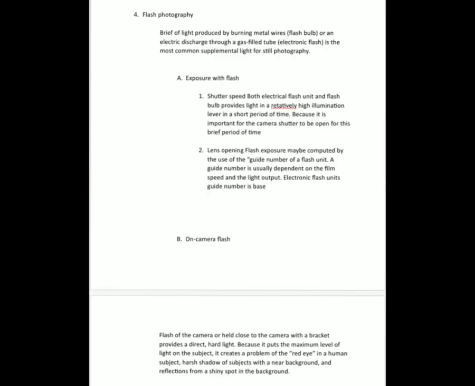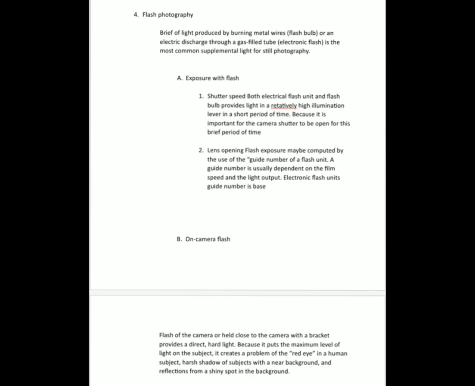We have also flash photography. It is a brief burst of light produced by burning metal wires or flash bulbs or an electric discharge through a gas-filled tube. Electronic flash is the most common supplementary light for still photography. So we have here exposure with flash. First, we have shutter speed. Both electronic flash and flash bulb provide light at a relatively high illumination level in a short period of time. Because of this, the camera shutter needs to open for only a brief period of time.